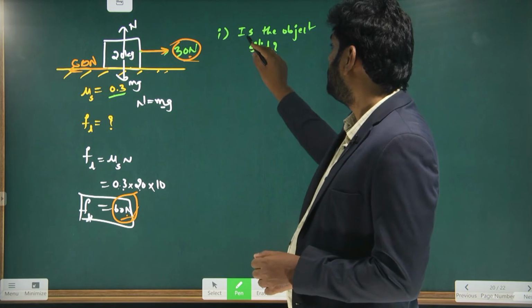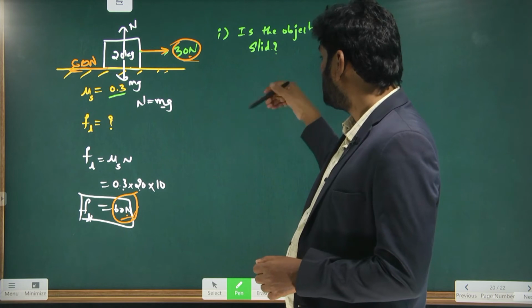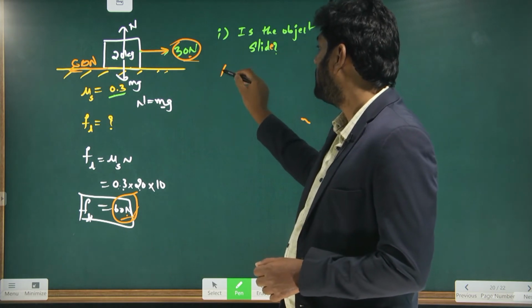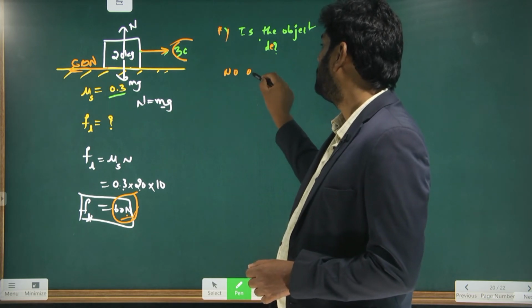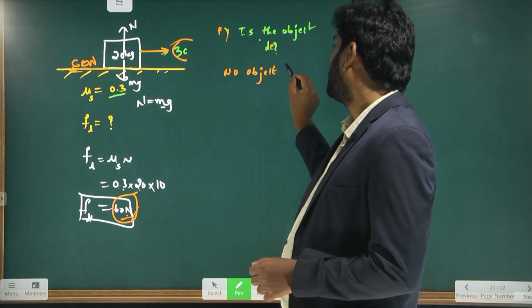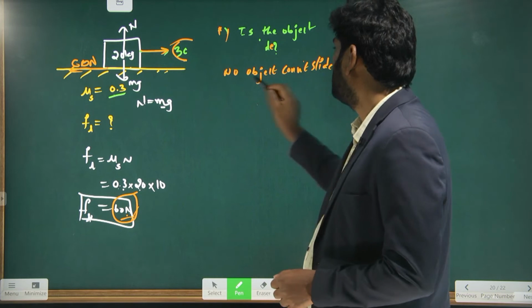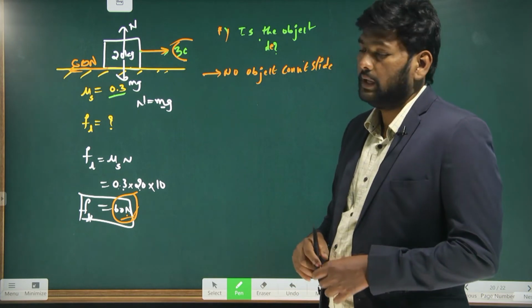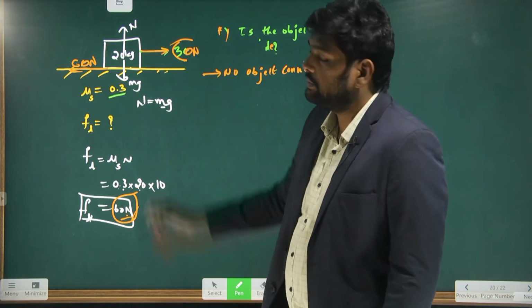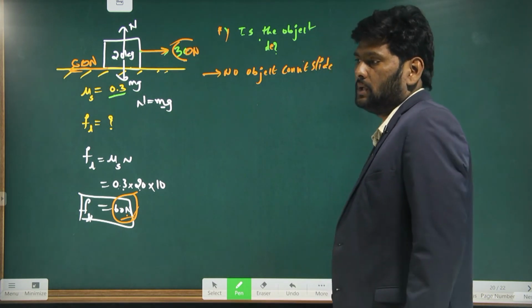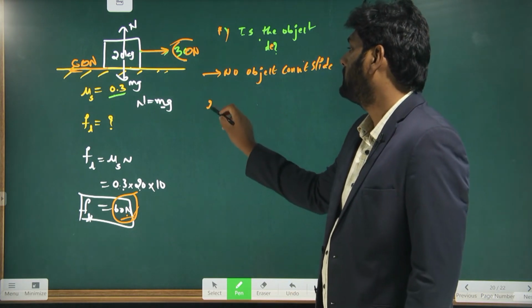So the first question: does the object move, meaning does the object slide? The answer is no, the object cannot slide. That is the answer. What is the reason? The 30 Newton force does not overcome the 60 Newton of friction, so the object will not slide. That is the answer and that is the explanation.